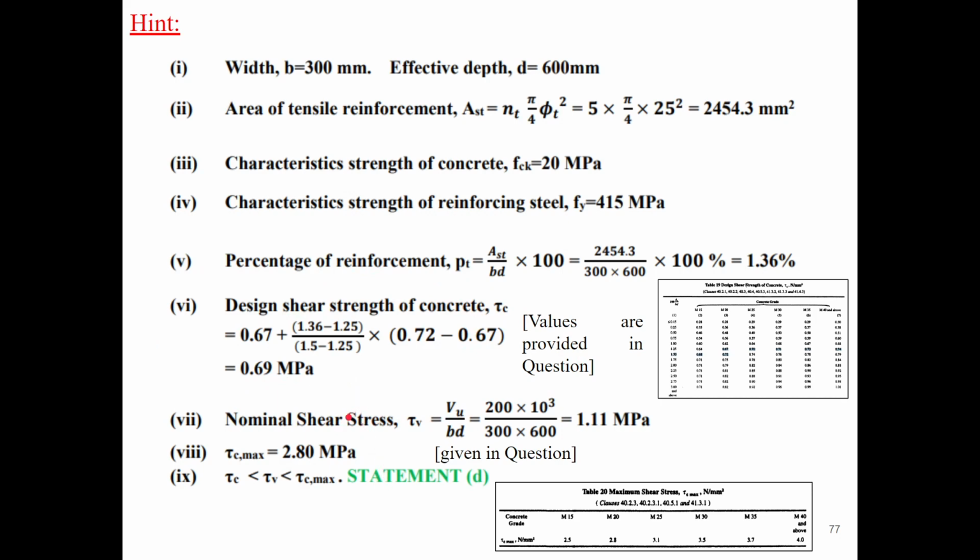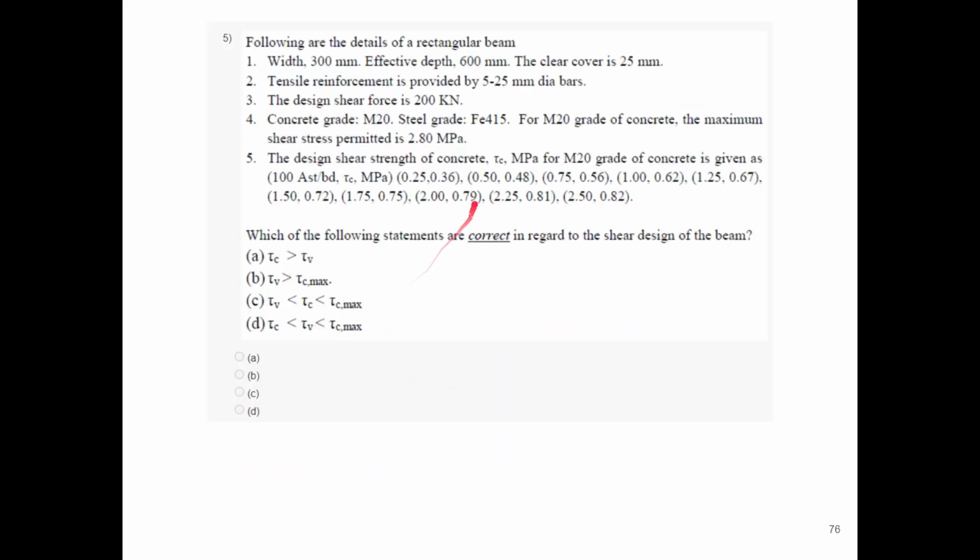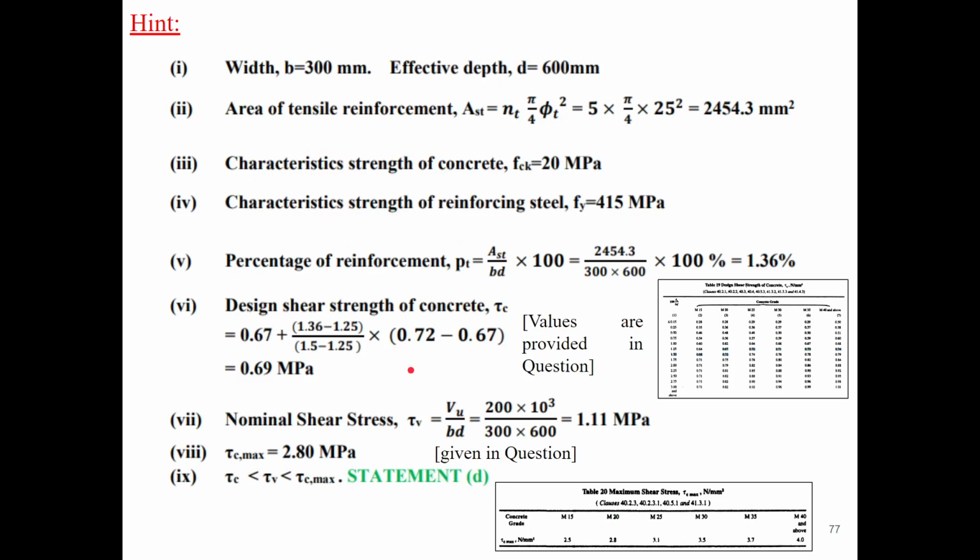Okay, and nominal shear stress, Vu value is 200, right? 200 into 10 cube by 300 into 600, that is 1.11 megapascal. So tau v is greater than tau c, okay?